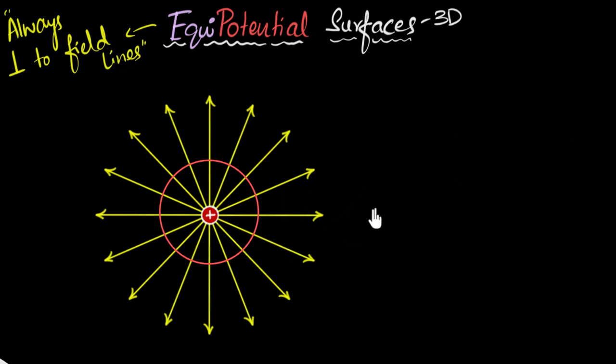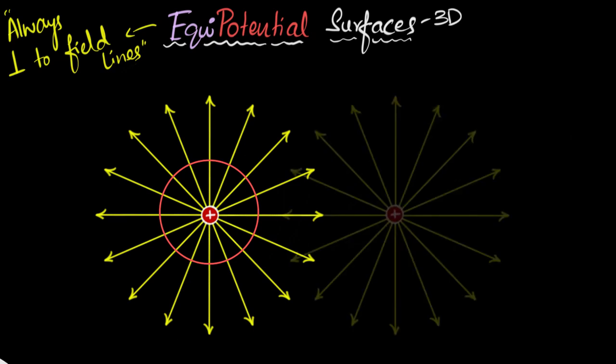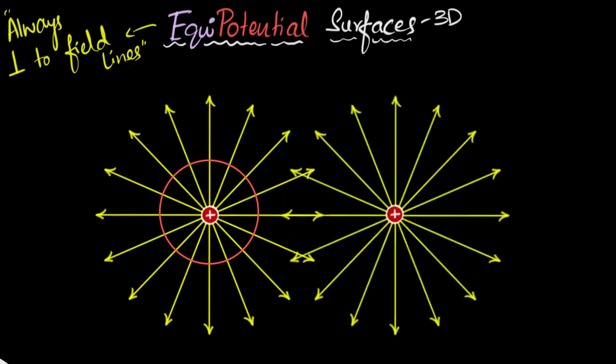But anyways, now let's bring in another positive charge, and our goal is to figure out logically, using this property, how the equipotential surfaces are gonna change. So if I bring in another charge, let's say here's another charge over here. You know by now that the presence of this charge is going to change the field lines, right?